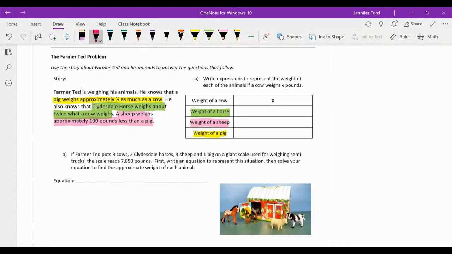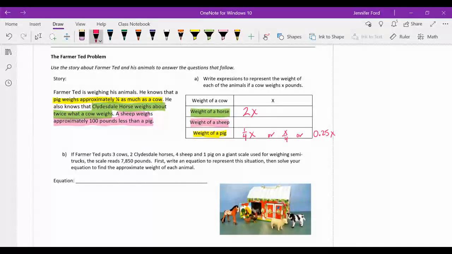All right. So let's do the pig first. A pig weighs approximately 1/4 as much as a cow. You could write 1/4 times a cow because the cow is X. You could write it like that. Or you could write it X divided by 4. Or you could use decimals. Any of those would be fine. Okay. A Clydesdale weighs about twice what a cow weighs. If a cow is X, the horse is going to be twice that.